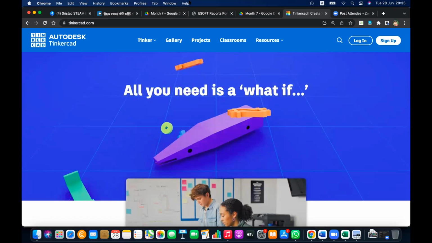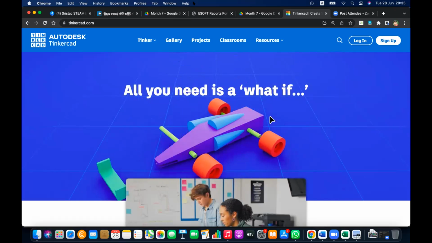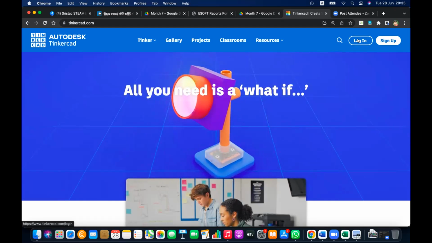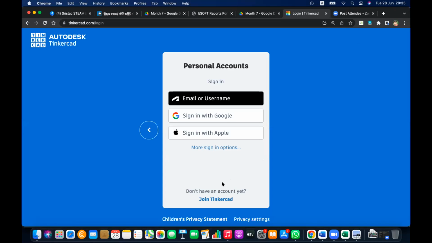So how can I log in? Come on, if you're not going to talk, then how can I do the class? The login button up. Right. So this one, login. Okay. Then after that? Personal account, this one. Okay. After that?